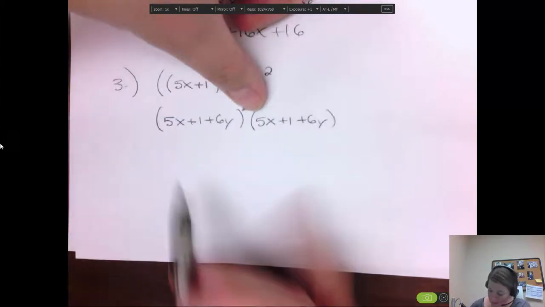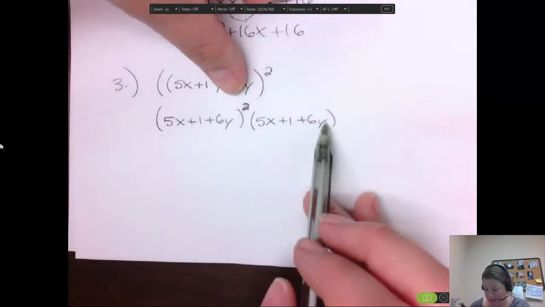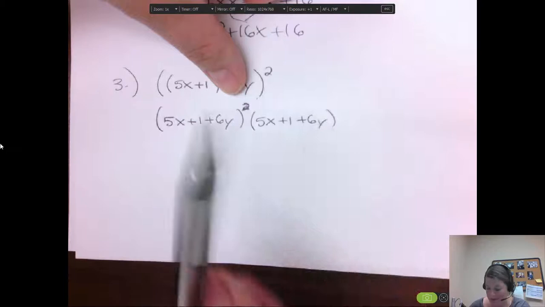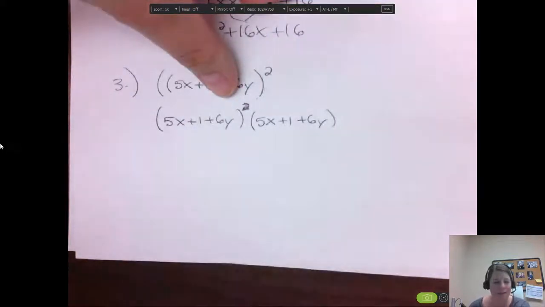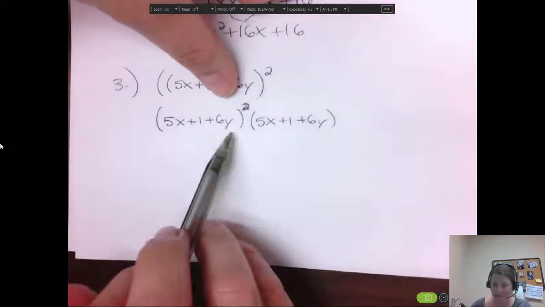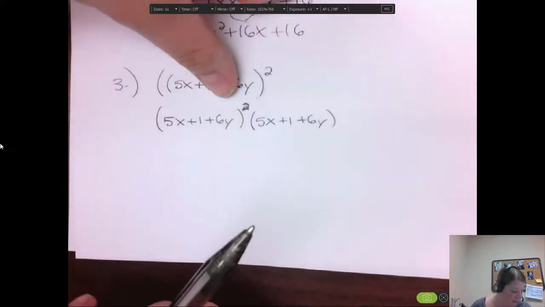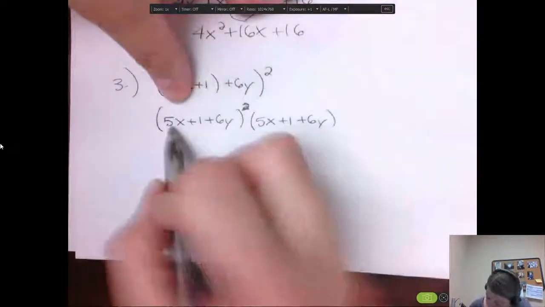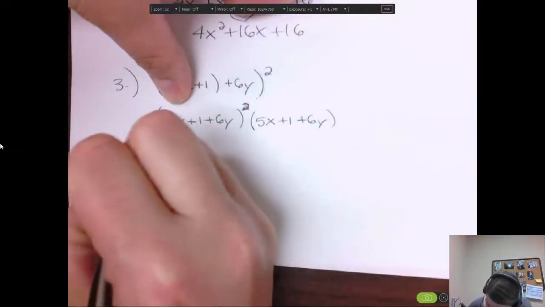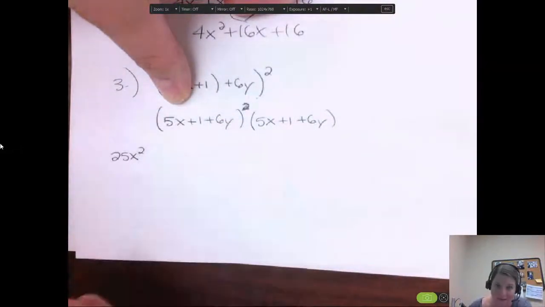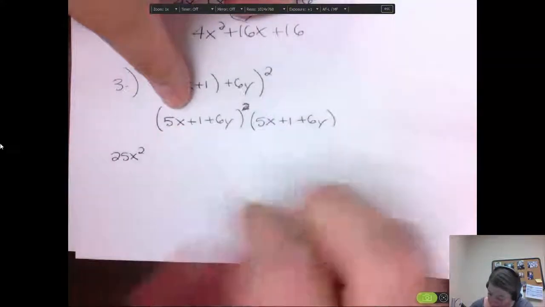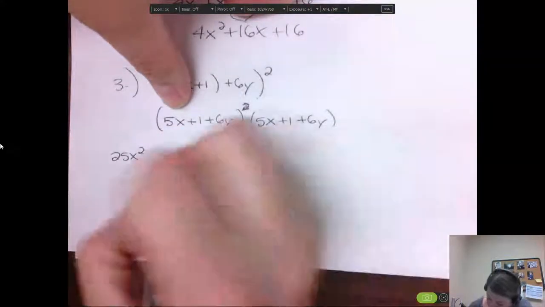So let's start with the 5x being multiplied by all 3, then the 1 being multiplied by all 3, and then the 6y squared being multiplied by all 3. How many multiplications is that? 3 times 3, we're going to end up with 9. It's a lot. So 5x times 5x is 25x squared. 5x times 1 is 5x.